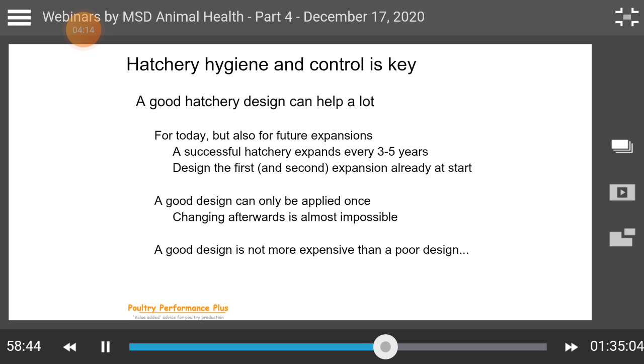When you double the capacity, how will you do it? You don't build it today, but you want to be sure that it's possible. A good design can only be applied once, and changing it afterwards is difficult and at least expensive. A good design to start with is not more expensive than a poor design. It just requires upfront thinking, forward thinking, and not backwards regretting.